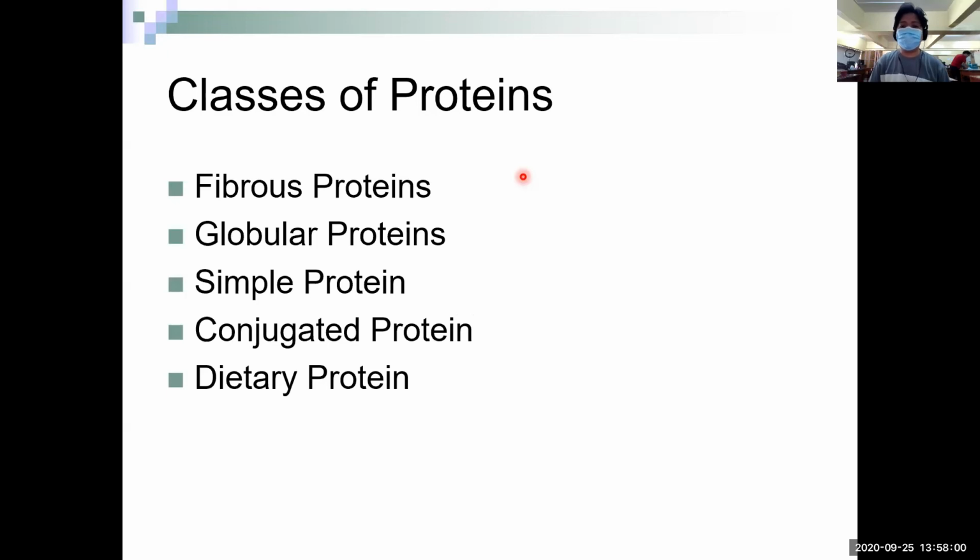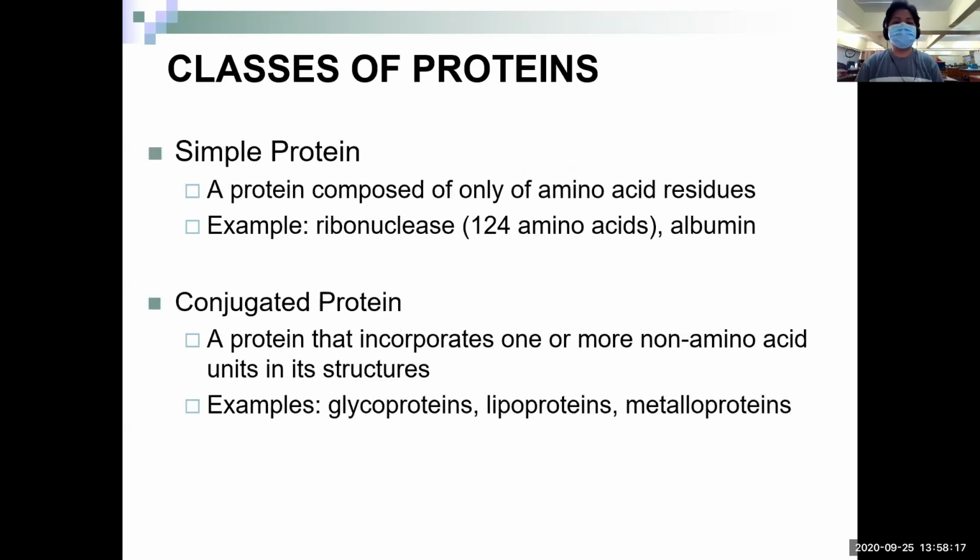Next, we have classes of proteins. For the classes of proteins, we have 5: the fibrous proteins, globular proteins, simple protein, conjugated protein, and dietary proteins. So a simple protein is a protein composed of only amino acid residues. Example, we have ribonuclease with 124 amino acids, as well as albumin. It means they have no other molecule included. It's purely amino acid residues. That is why they are called simple proteins.